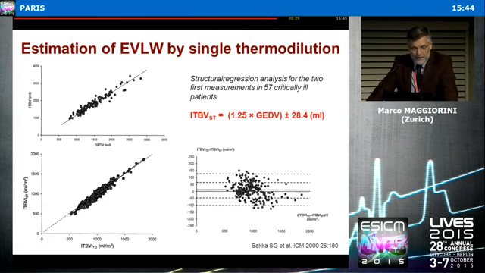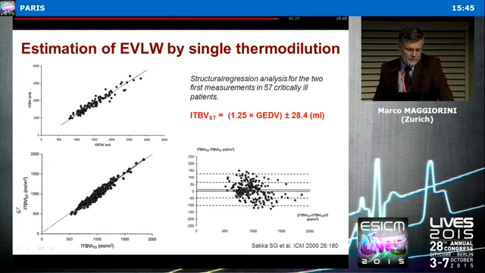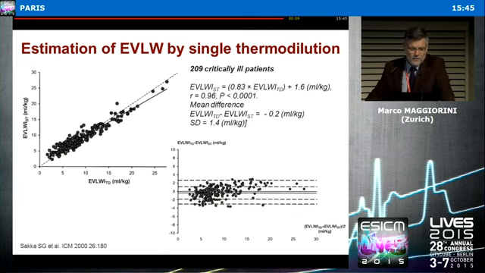And how did he come to this? He looked at the correlation between the now calculated, estimated intrathoracic blood volume and the intrathoracic blood volume that was measured by the double indicator technique. And he found, again, a very good and close correlation between these two. So the way was open to show that the extravascular lung water, when measured using a single technique, is equivalent or very close to the extravascular lung water that we obtain using a dual dye technique.